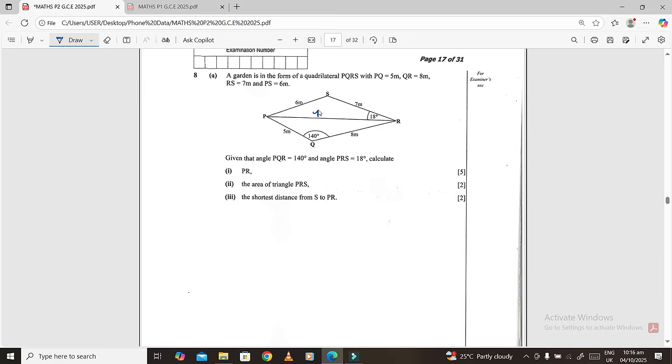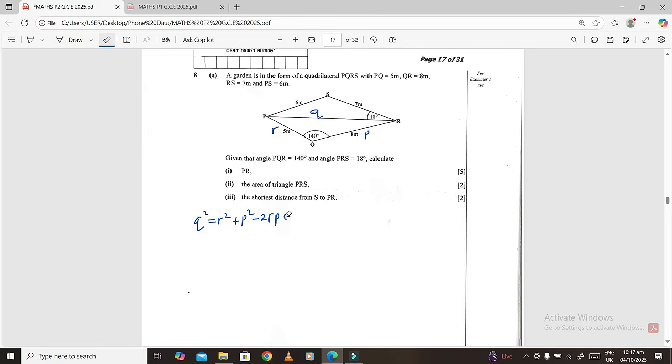This is small letter q. We are looking for small letter q, with small letter p and small letter r. Remember, capital letters mean angles, and the opposite sides are the small letters which represent the sides. So here we're going to say q squared is equal to r squared plus p squared minus 2rp cos capital Q. Remember, we are using the cosine rule.